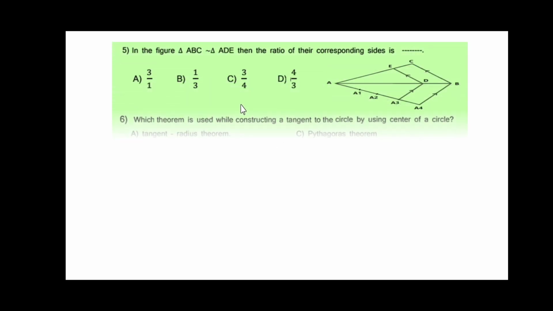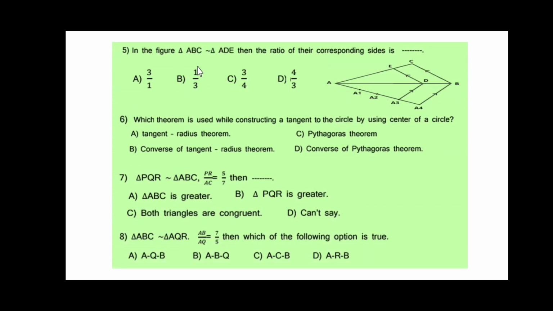Friends, let us see a few more. In the adjoining figure, triangle ABC is similar to triangle ADE. Then the ratio of the corresponding sides will be here ABC, this larger one, and AD is the smaller one. Larger has a length 4 and this is 3. So the answer will be 4 upon 3. Which theorem is used while constructing a tangent to the circle by using the center of a circle? Here we can use the tangent radius theorem.